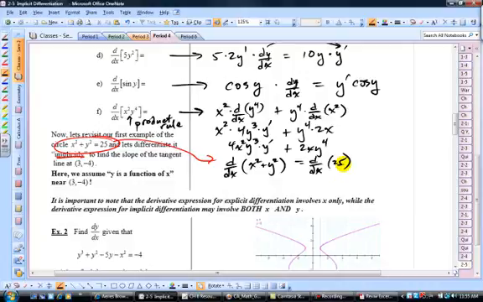The derivative of x squared is simple. What's the derivative of x squared? 2x. So you get 2x here, plus the derivative of y squared. Now, that's a chain rule. So the derivative of y squared will give us first 2y times the derivative of y with respect to x, which we call y prime, and set that equal to 0.